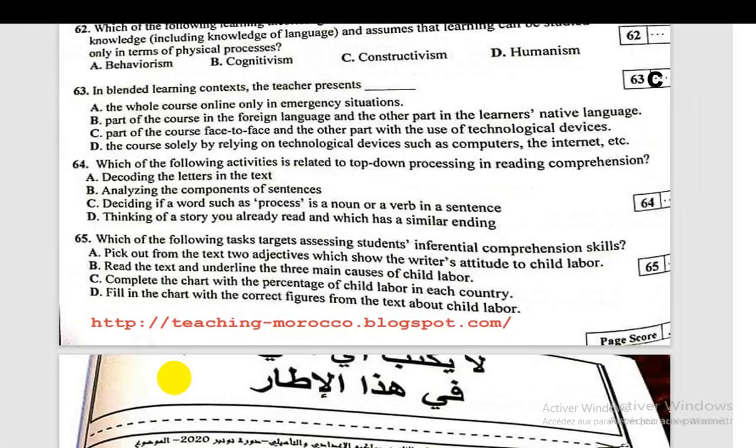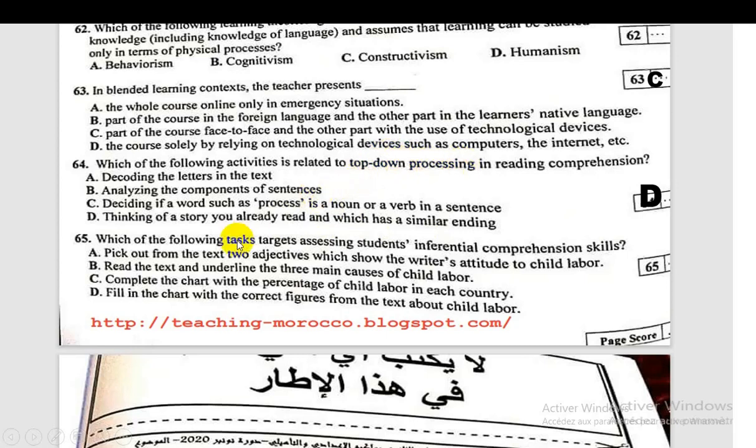Which of the following activities is related to top-down processing and reading comprehension? Decoding the letters in the text, analyzing the component of sentences, deciding if a word such as process is a noun or a verb in a sentence, thinking of a story you already read and which has similar ending. The right answer here is D, thinking of a story you already read and which has similar ending.